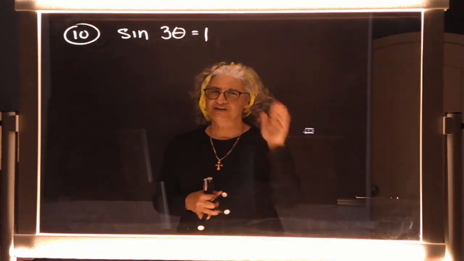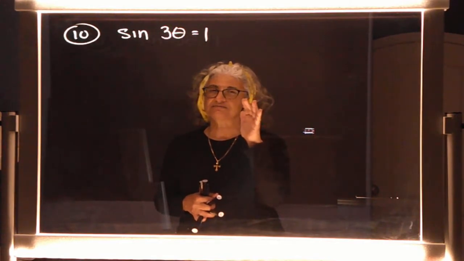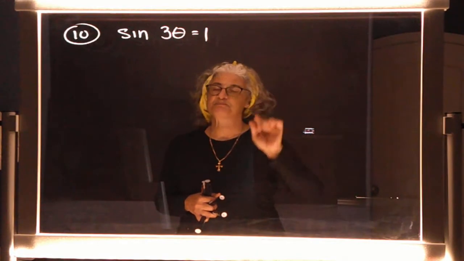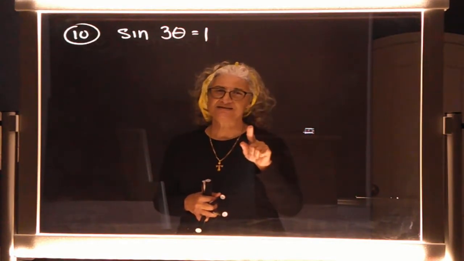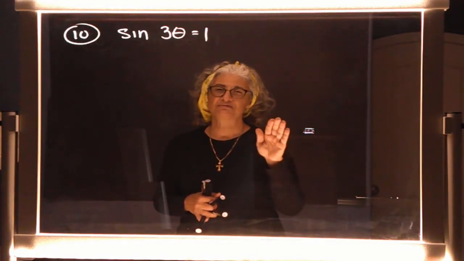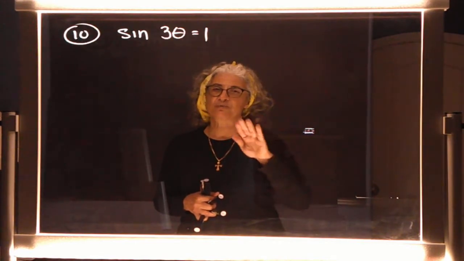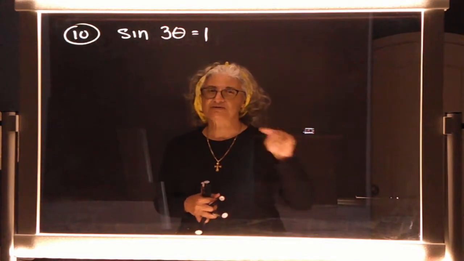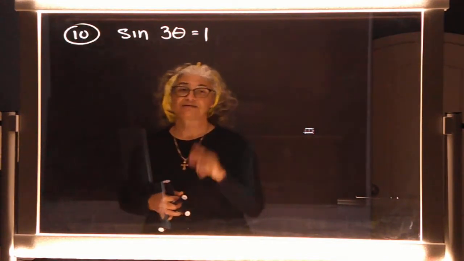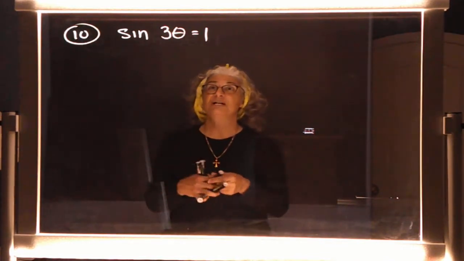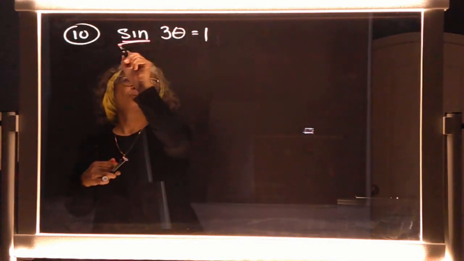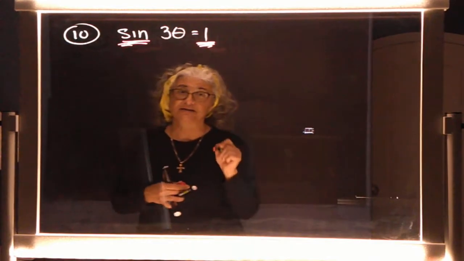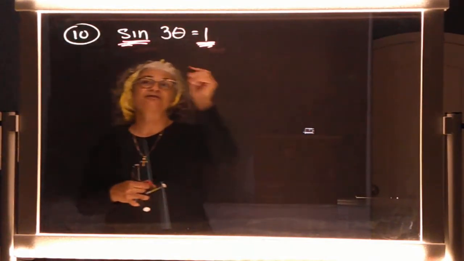Is that the 45, 45, 90 degree triangle? No, because that's 1 over square root of 2, isn't it? Is that the 30, 60, 90? No, because it's either 1/2 or square root of 3 over 2. Is that your unit circle? Yes, this is a unit circle answer, because I have my y, because sine refers to y, being just a 1.